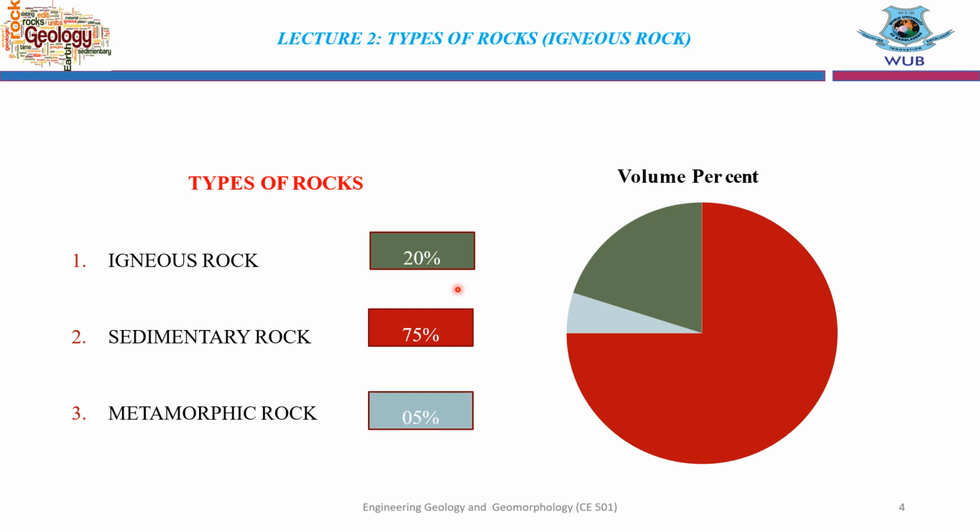Igneous rocks are formed when magma cools in the earth crust or lava cools on the ground surface or the seabed.